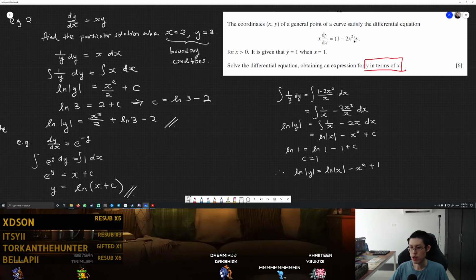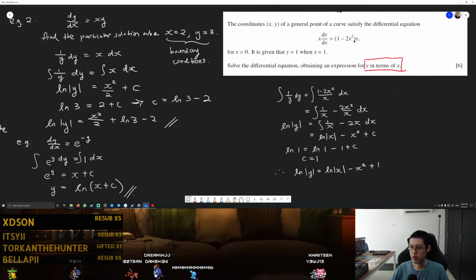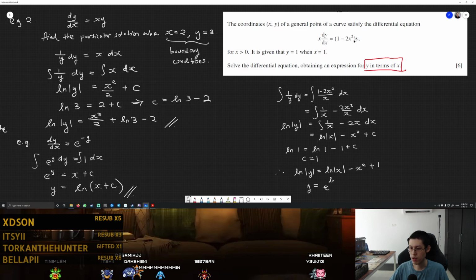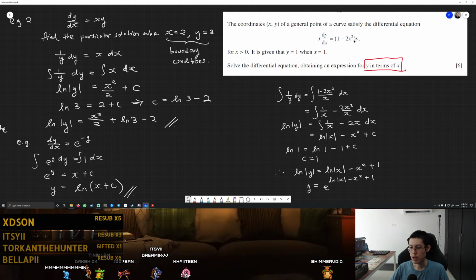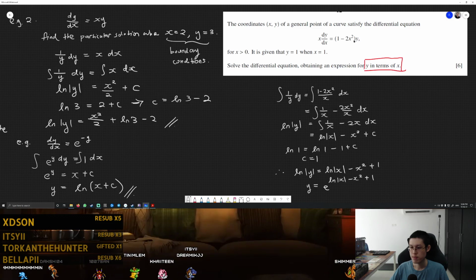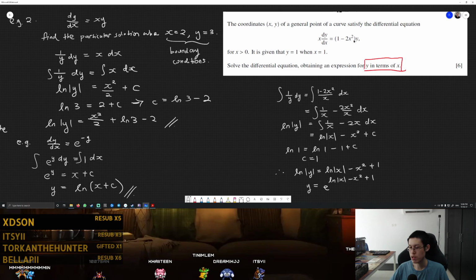So we're going to have to get rid of this ln here by moving ln to the other side. So when you move ln to the other side, it becomes e to the power of ln mod x minus x squared plus 1. Something like that, okay? If you want to simplify this further, can you simplify this further? No, I think this is as good as it gets. So there you go, done.